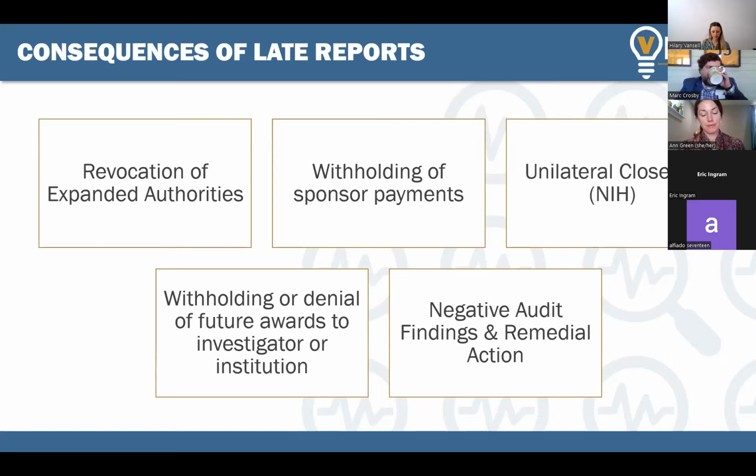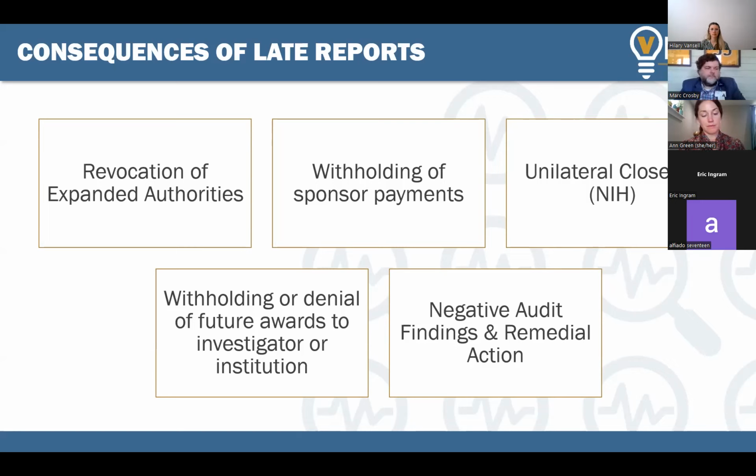Withholding of sponsor payments. So we talked about the 120 days and the 90 days. If you have a contract and you are submitting a final invoice after the number of days that are required in that contract, let's say in Vanderbilt's example, it's typically 60 days. If we receive a final invoice after 60 days, there could be an issue in us being able to pay that final invoice. So you don't want to risk that.